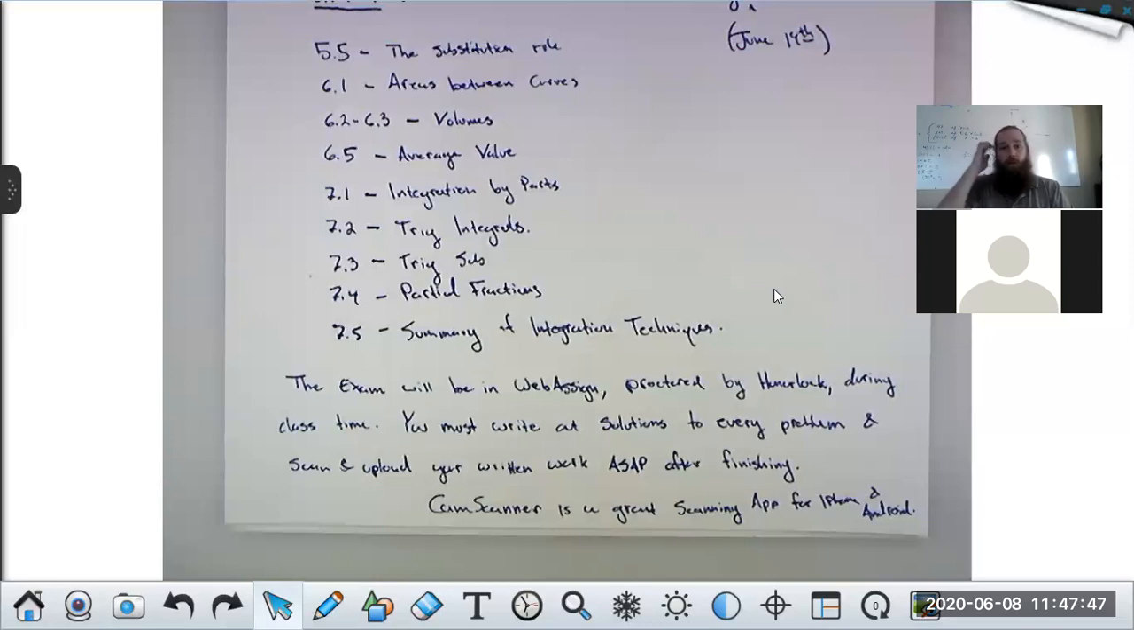If I don't have written work for a problem, it's not just going to be that it doesn't help you, it will hurt you, right? It'll be like getting a 0 on the free response portion of that question, which is worth more than the actual answer in WebAssign. Any scanning app is good.